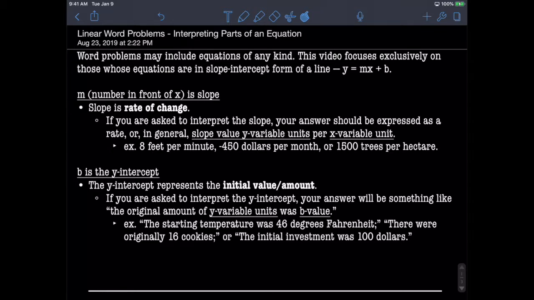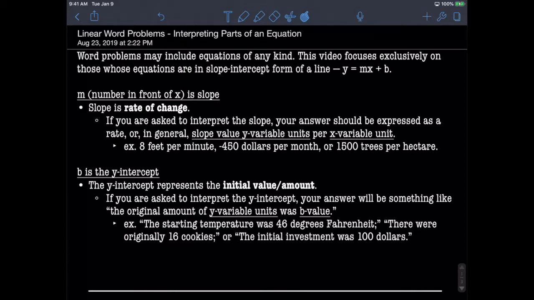First, if you're being asked to interpret the number in front of x or whatever variable you happen to be given, this means you're looking for the slope, and slope is a rate of change. This means that your answer should fit some kind of form like the ones in the examples here. 8 feet per minute, negative $450 per month. As long as you got the word per in there, you're probably pretty safe.